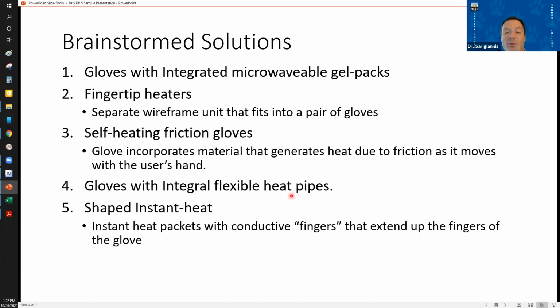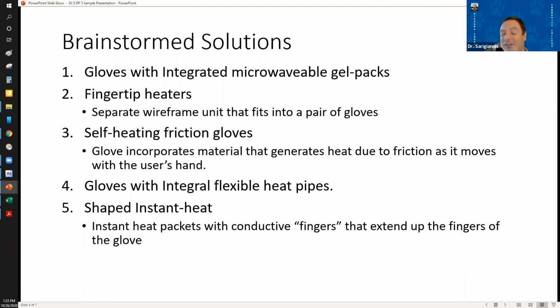Gloves with integral flexible heat pipes. A heat pipe is basically a construction, typically a pipe with some material inside. It transfers heat quite rapidly from a hot section to a cold section. They're used in industry and in computers, because they can move heat from one place to another very quickly.